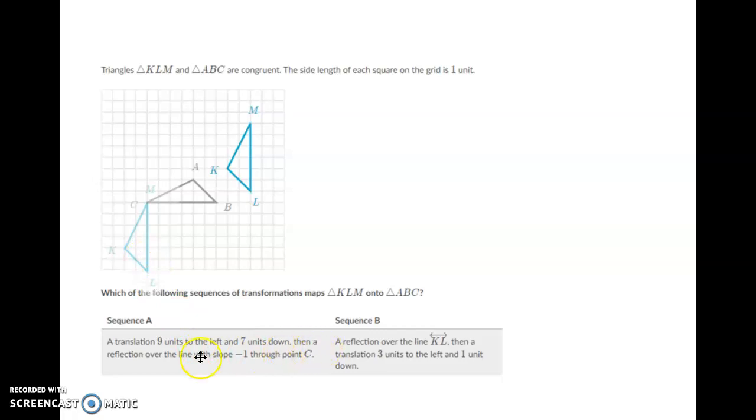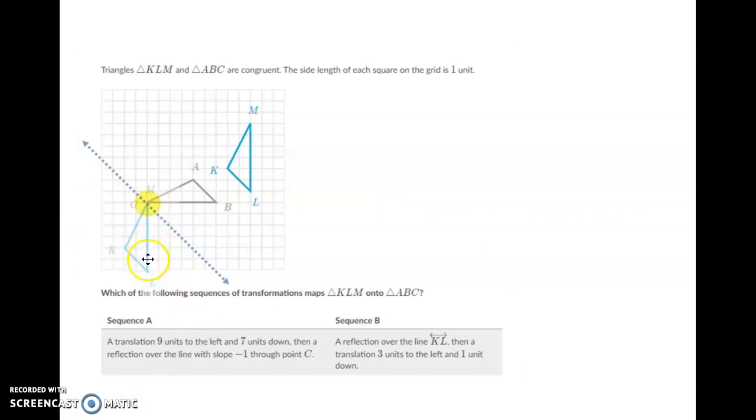And then I'm going to reflect it over the line with a slope of -1. Holy cow, I can't believe they gave something tough like that. Here's a line that has a slope of -1. Notice how this goes down 1 over 1. And that line is going through point C.